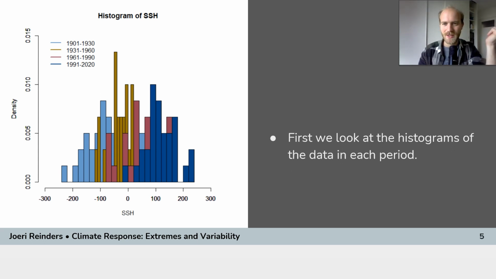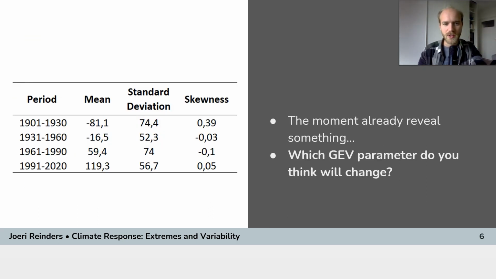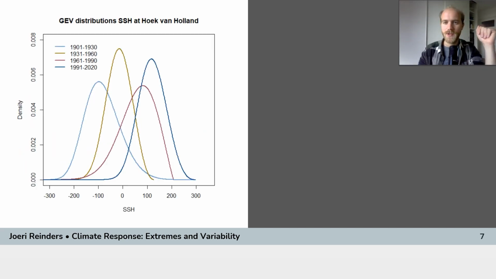You can already see quite a bit in here that reflects that linear increase that we saw over time, right? You see that slowly those histograms are shifting towards higher sea level height values on the right. You have seen this before when we talked about distributions in climate. If you just quickly look at the moments, you see that the mean is increasing. You see some funny things happening with the standard deviation, and the skewness is also changing over time. That tells you already that our parameters will probably also be changing, right?